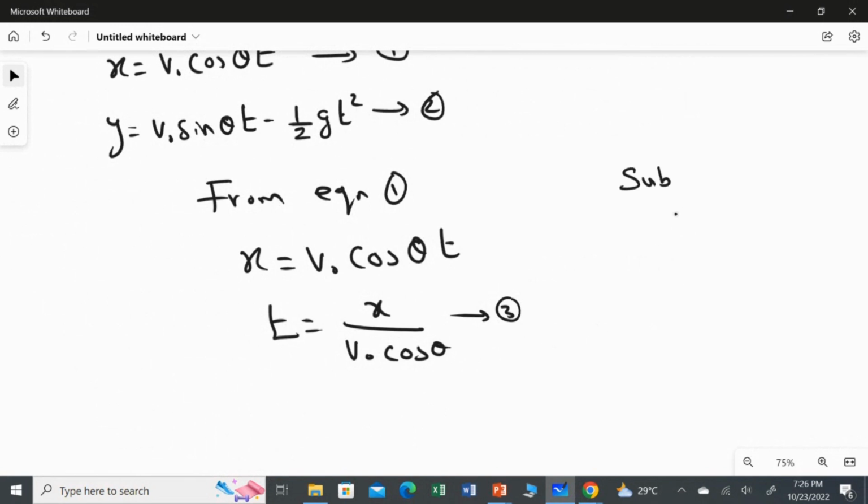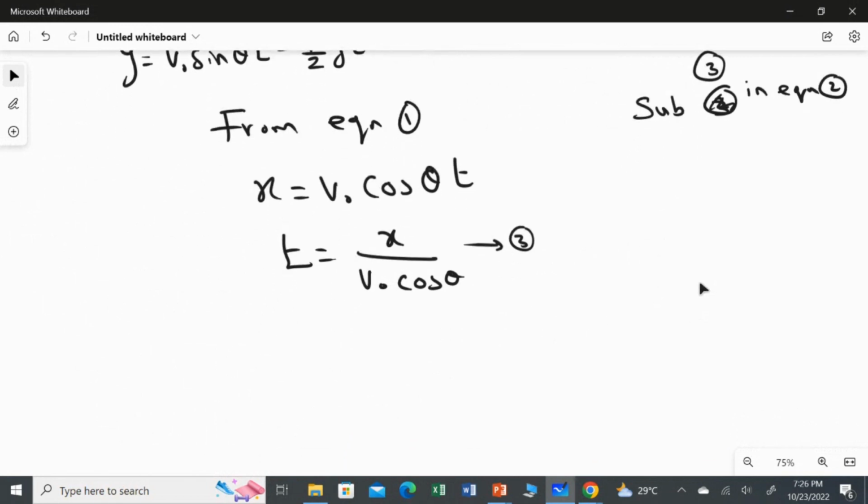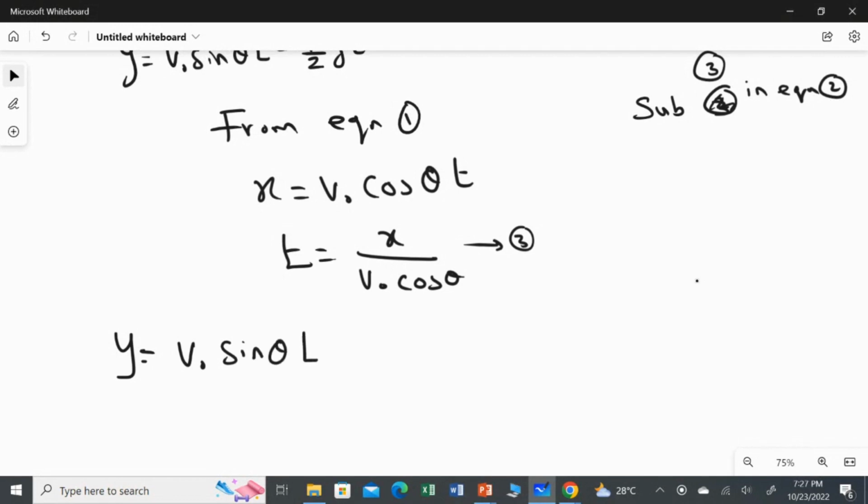Understand? So we substitute equation 3 in equation 2. So what will happen? First of all, I'm going to write the second equation, and after that I'm going to substitute the third equation in the second. So let's rewrite our second equation: y is equal to v naught sine theta multiplied by t minus half g t square, and I'm going to substitute this t here.